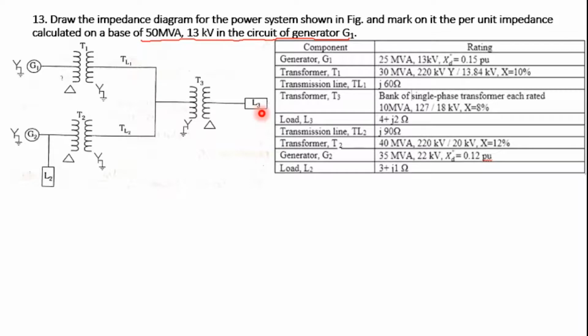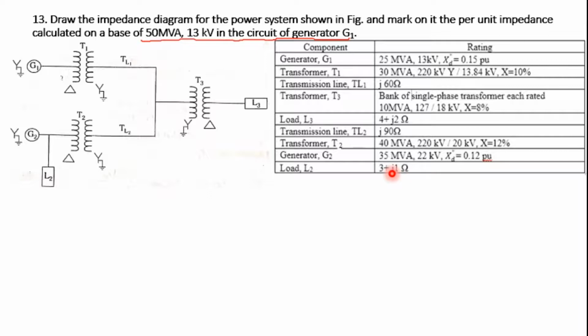So this is a somewhat different load. Earlier we were not to consider that, so that's why I have chosen this numerical. It has 4 plus J2 ohm. Transmission line TL2 is 90 ohm, and T2 is 40 MVA, 220 kV and 20 kV, reactance of 12%. G2 is connected via T2, rated 35 MVA, 22 kV, subtransient reactance of 0.12 per unit. Load L2 is 3 plus J1 ohm.